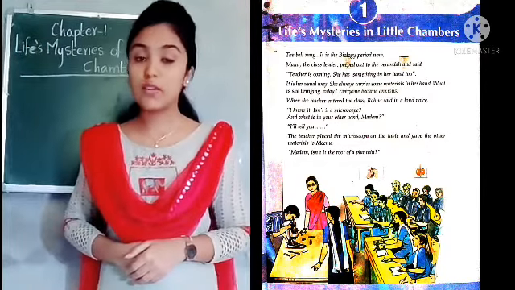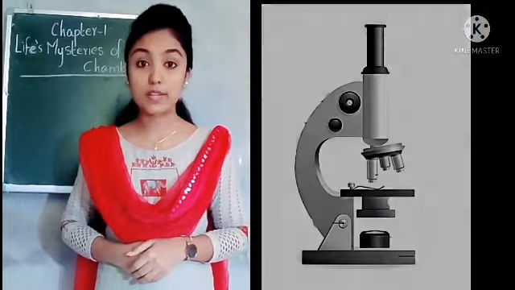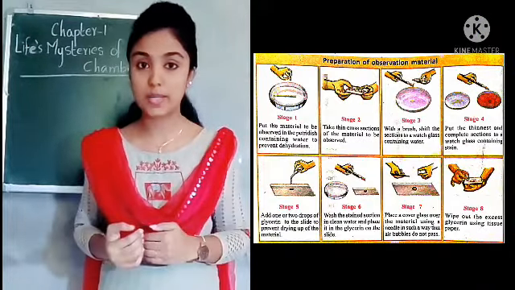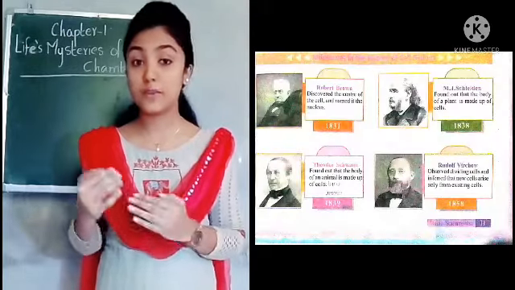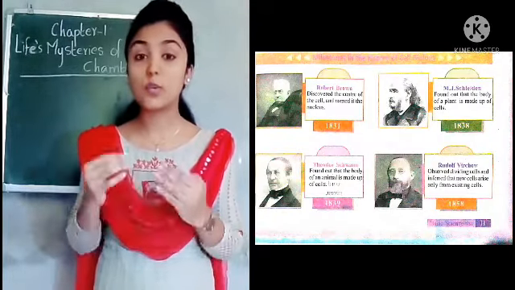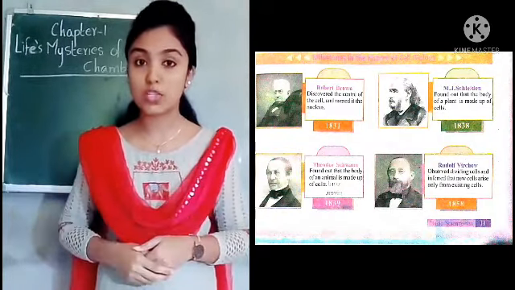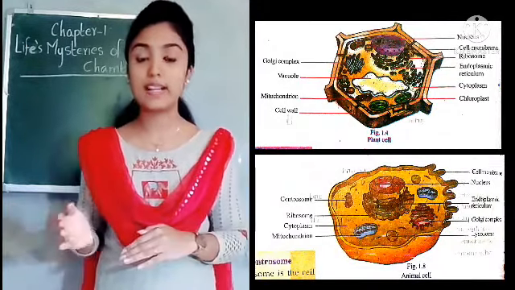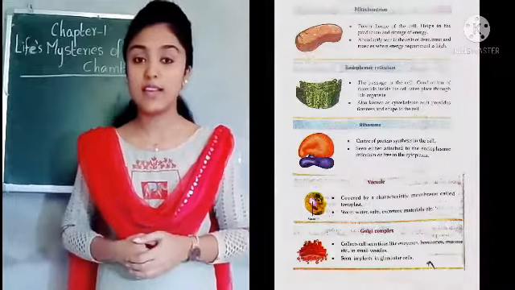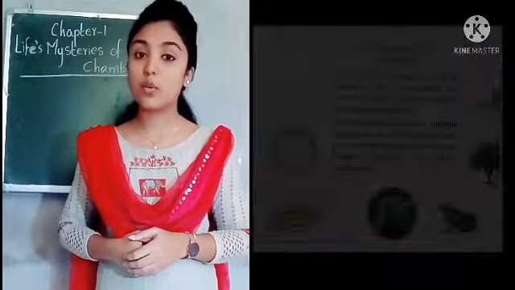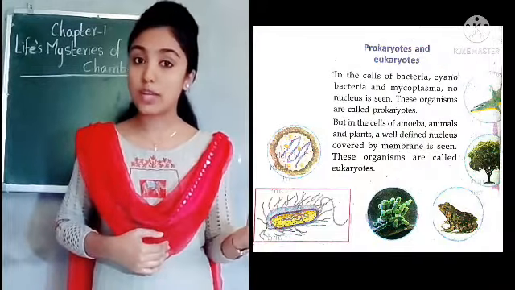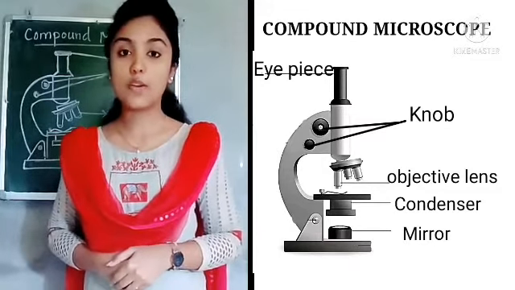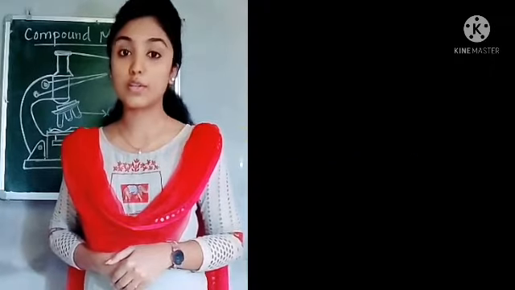So in this chapter, we are going to discuss about microscope, and then we'll learn about how to prepare observation material, and then we'll get familiarized with some scientists who play major role in cell biology, and then we'll discuss about plant cell and animal cell and different parts of cell, and finally we'll discuss about the difference between prokaryotes and eukaryotes. Let us move on to the first topic of this chapter, that is microscope.